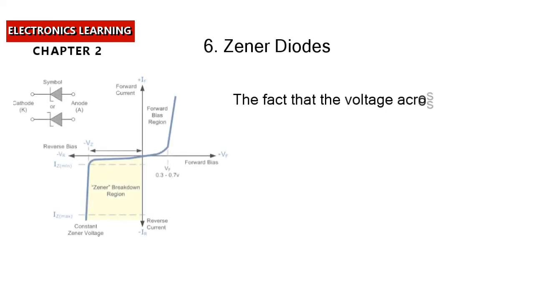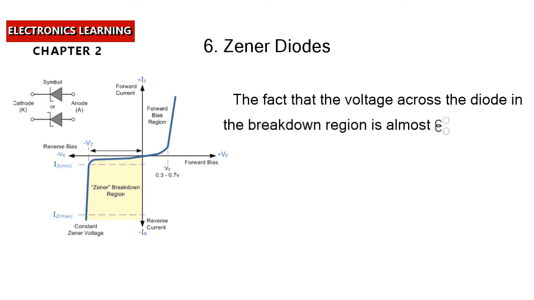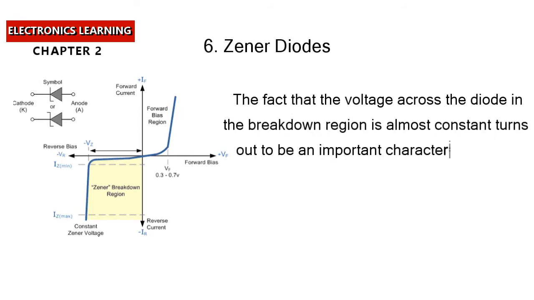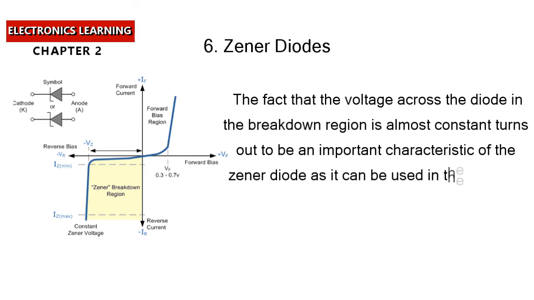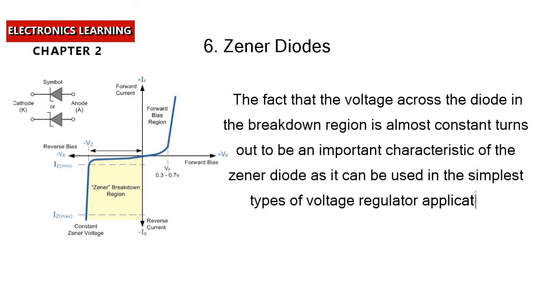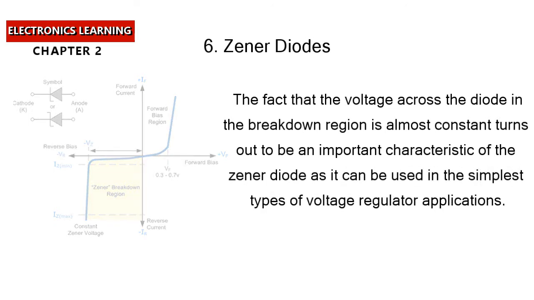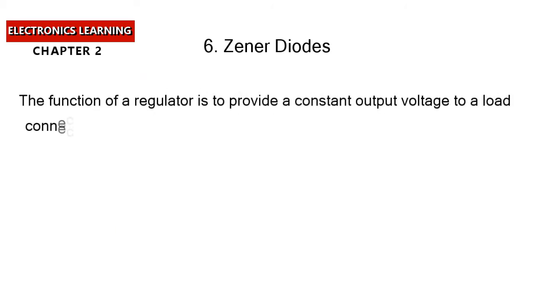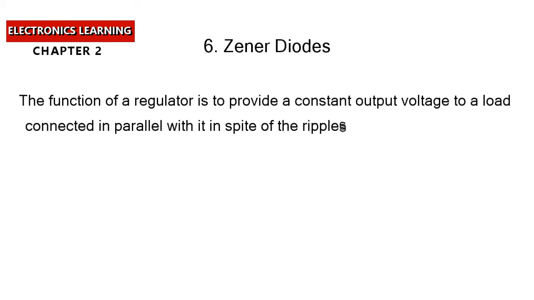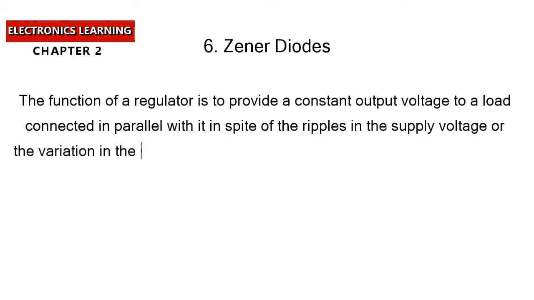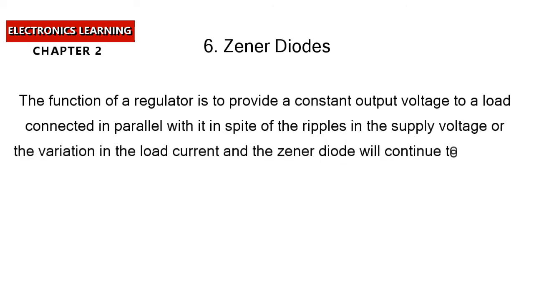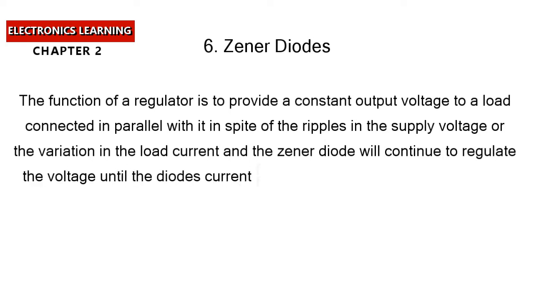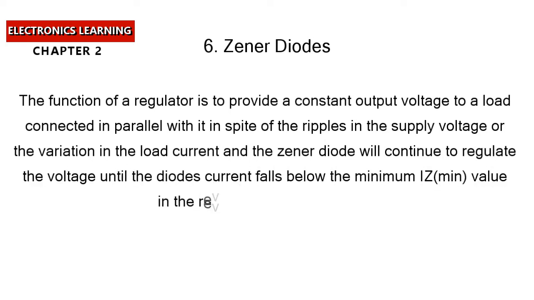The fact that the voltage across the diode in the breakdown region is almost constant turns out to be an important characteristic of the Zener diode, as it can be used in the simplest types of voltage regulator applications. The function of a regulator is to provide a constant output voltage to a load connected in parallel with it in spite of the ripples in the supply voltage or the variation in the load current, and the Zener diode will continue to regulate the voltage until the diode's current falls below the minimum value in the reverse breakdown region.